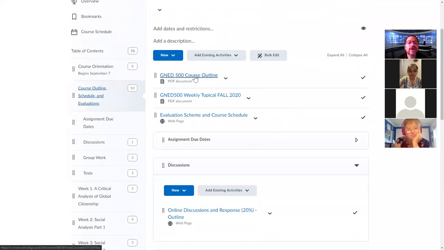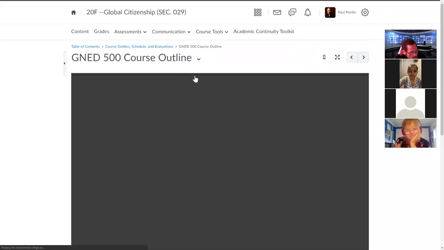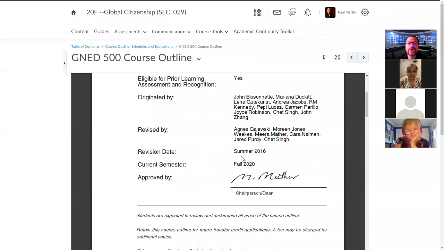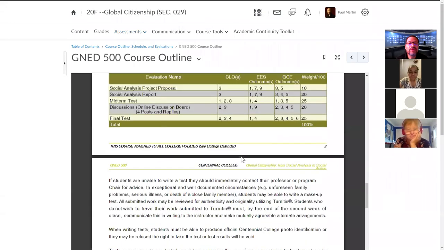Okay, so course outline. This is your overall outline of the course, which talks about what you're going to learn, how long it is, the description, what skills you'll get. The assignments here, you have a proposal and a report. That's the big part of the semester. You have a midterm test and a final test. They're worth 25% each. Then you have all the discussions we're talking about. You have four discussions where you must post and then reply to a classmate.